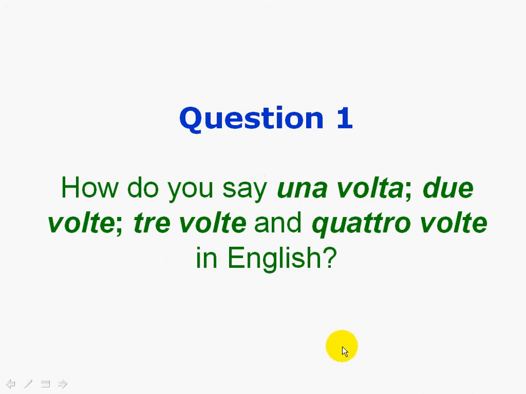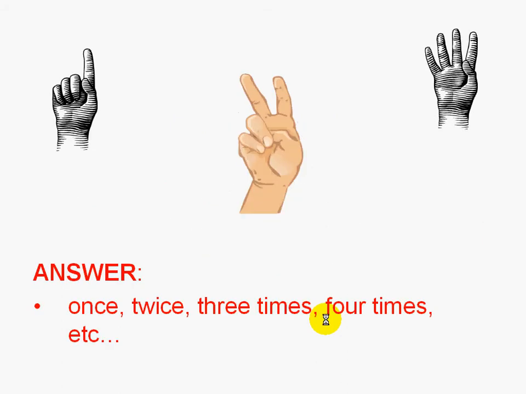First of all, question 1. How do you say una volta, due volte, tre volte, and quattro volte in English? Have a think. Okay, let's have a look then. The answer is once, twice. Once, una volta. Twice, due volte.